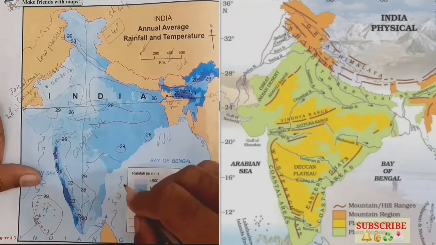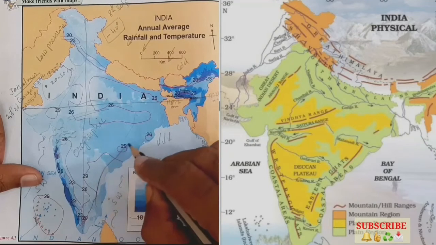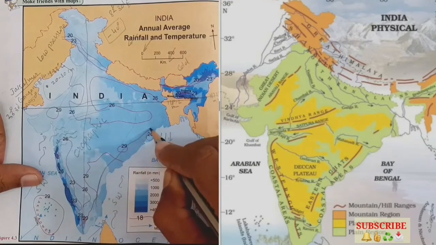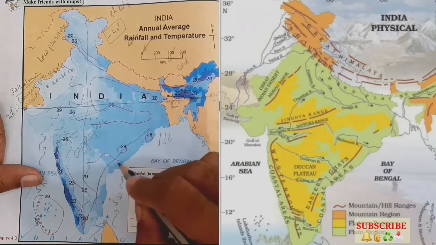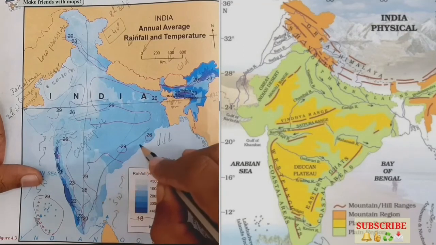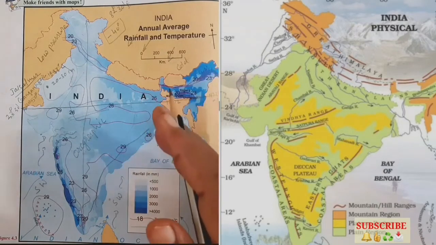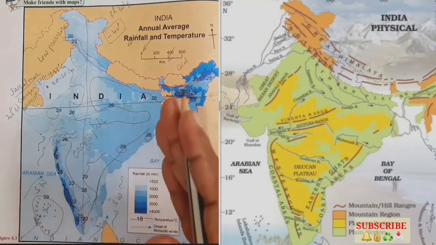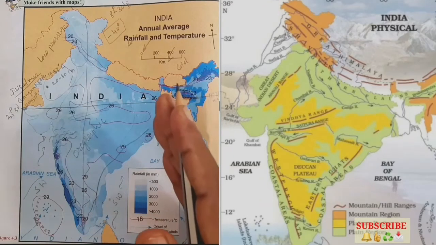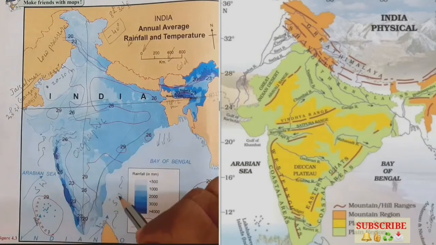In the same way, this is the Eastern Ghats. Because of the Eastern Ghats also, we receive heavy rainfall at the eastern coastal region. So this is about the western coastal region and the eastern coastal region. We receive rainfall because of the southwestern winds.